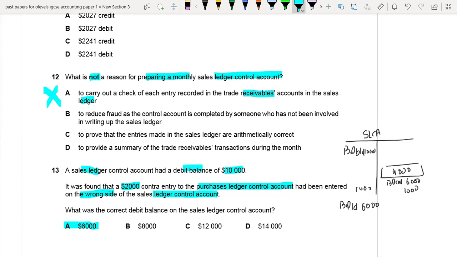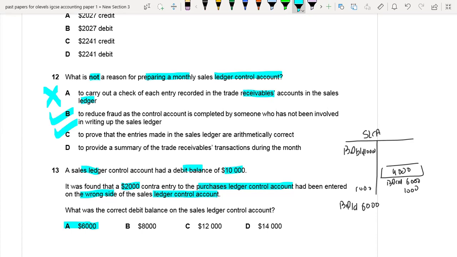To reduce the fraud, as a control account is completed by someone who has not been involved in writing up the sales. Yes, this is the right reason. But here again, they're talking about not a reason. So this is a reason. So that's why we are not taking it. To prove that the entries made in the sales ledger are arithmetically correct. Yes, this is also right.